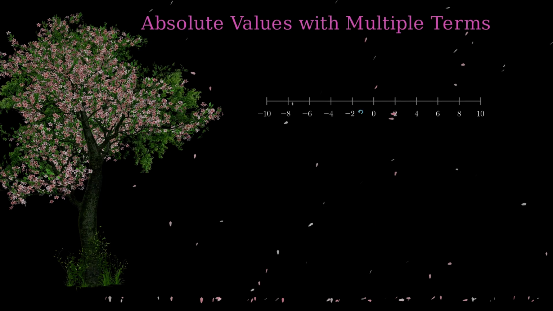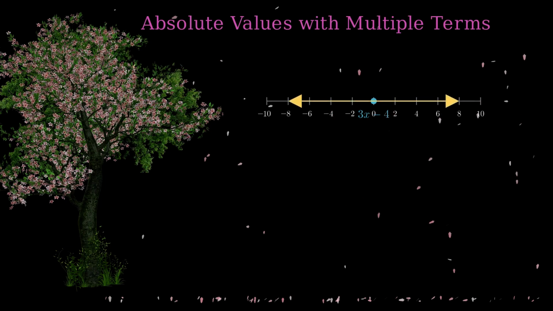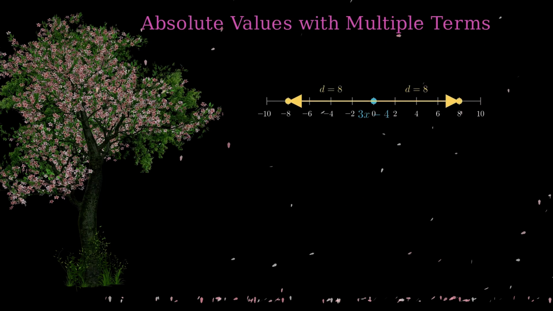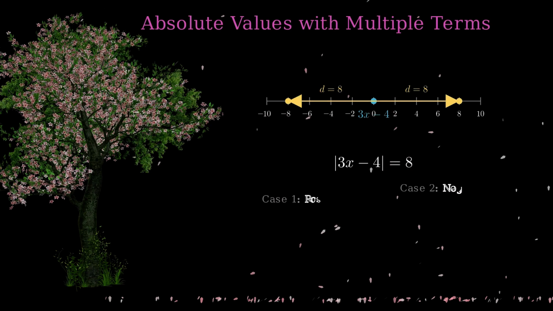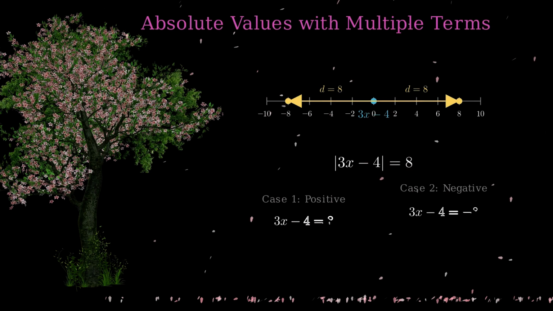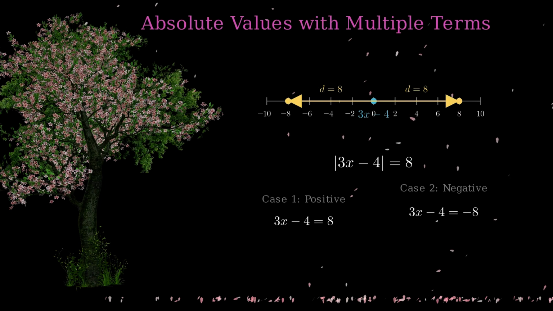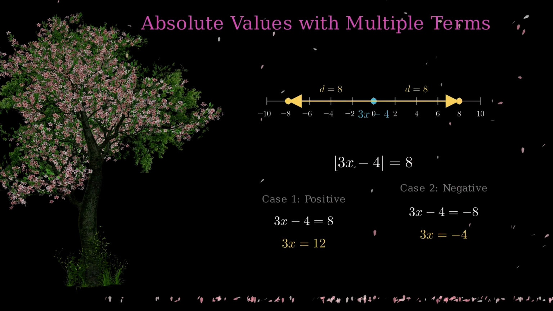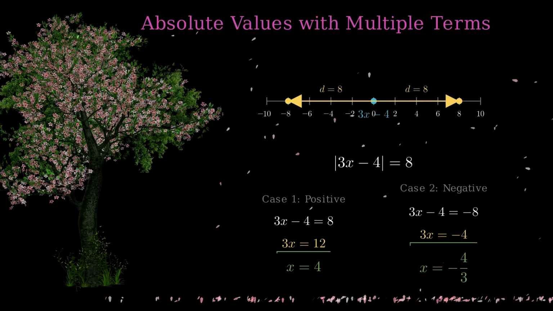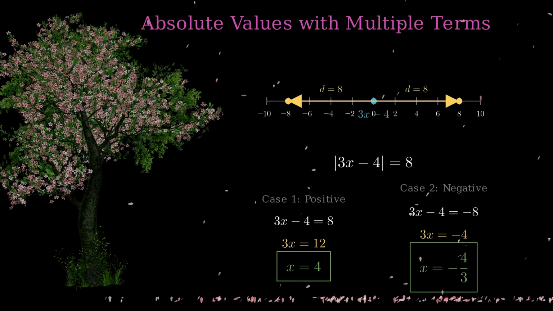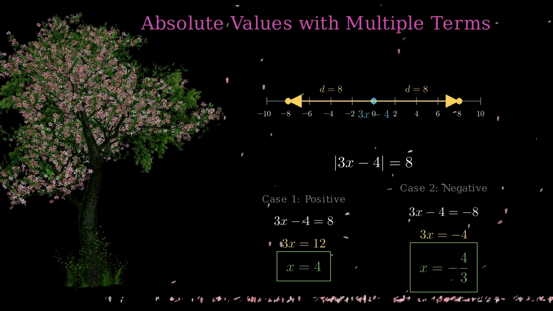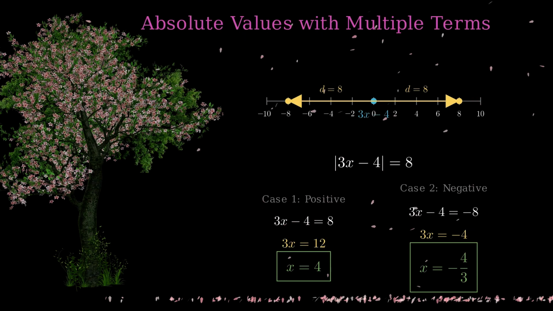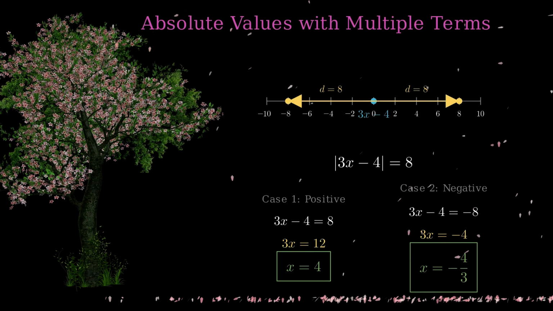An absolute value represents the distance from 0 on a number line. When an absolute value contains multiple terms, we must keep them together. Let's solve the equation: the absolute value of 3x minus 4 equals 8. This means the expression inside, 3x minus 4, can be either positive 8 or negative 8. We split this into 2 separate cases to solve.